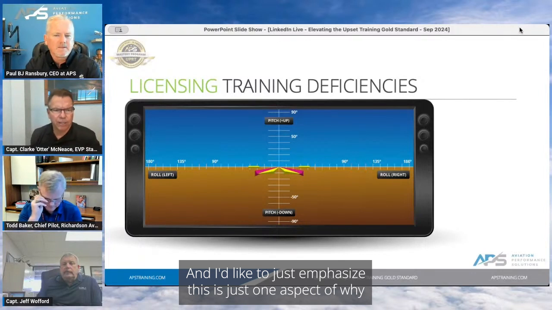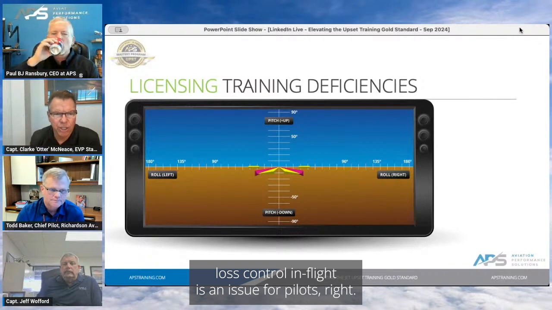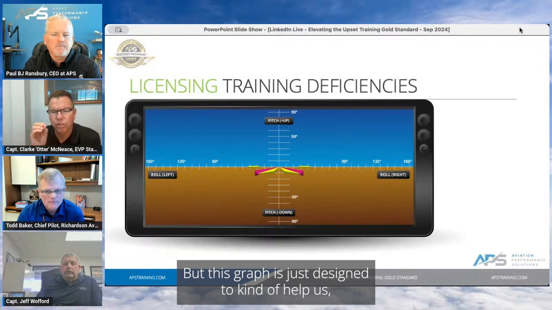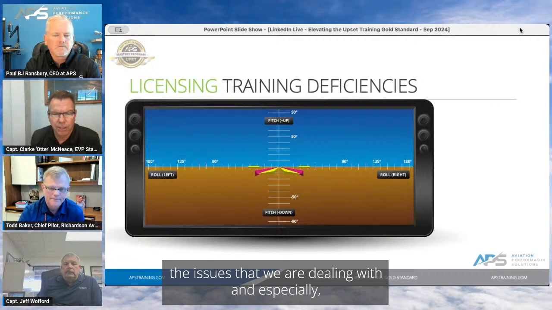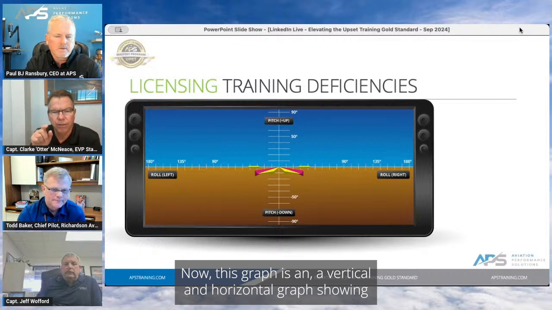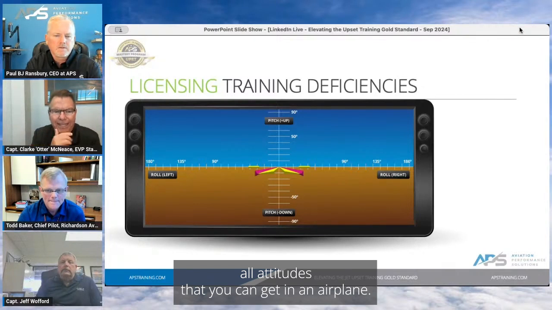Yeah, and I'd like to emphasize this is just one aspect of why loss of control in flight is an issue for pilots. We're just touching on one of the areas here, but this graph is designed to help us, especially as pilots, visualize the issues we are dealing with, and especially how the regulatory environment has approached it. Now, this graph is a vertical and horizontal graph showing all attitudes that you can get in an airplane.